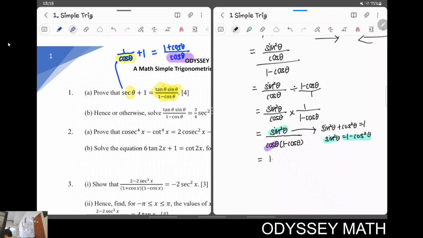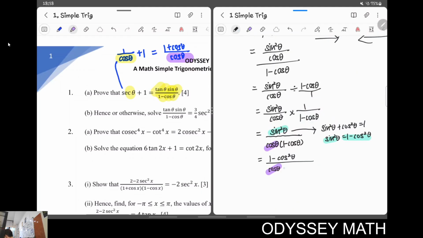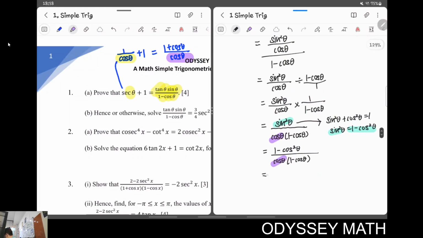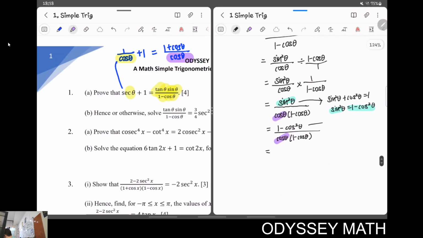So then we write this as 1 minus cosine square theta over cosine theta. Now the cosine theta in purple stays there. That's the reason why I try to change the numerator again. Now take a look over here. 1 minus cosine square theta is a square minus b square, correct?